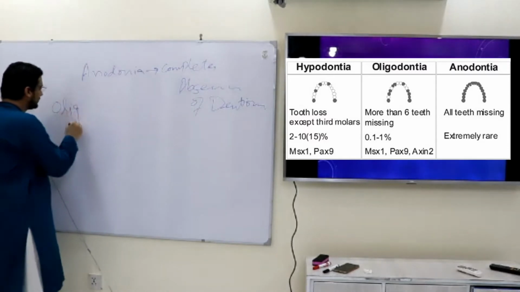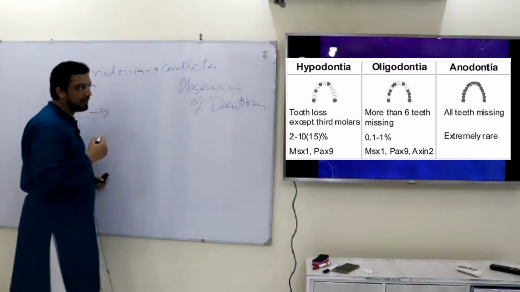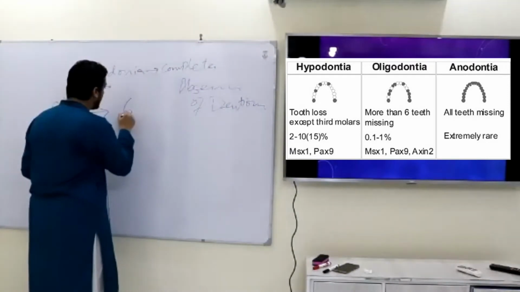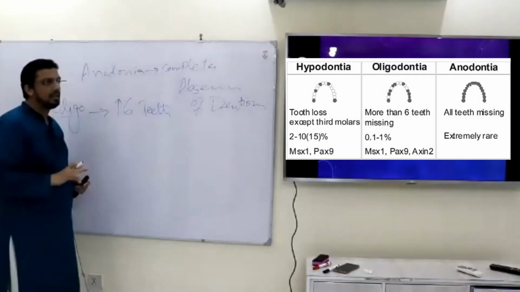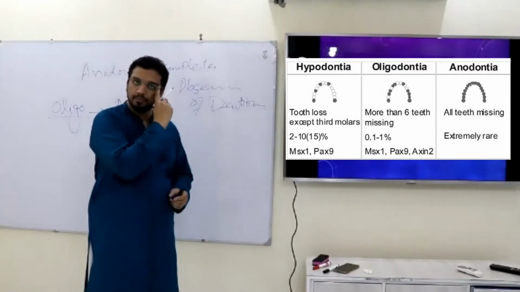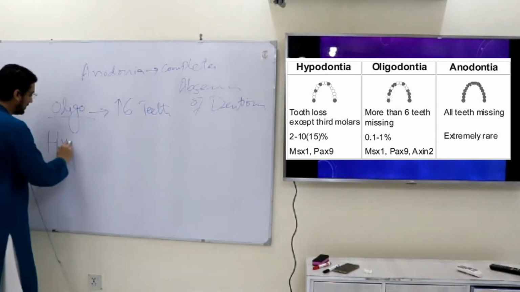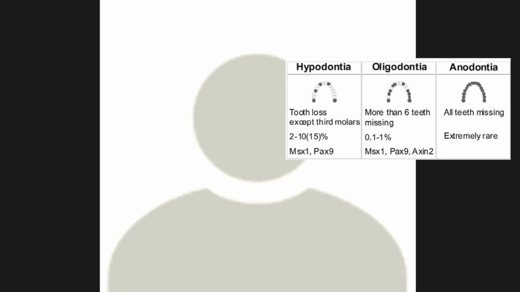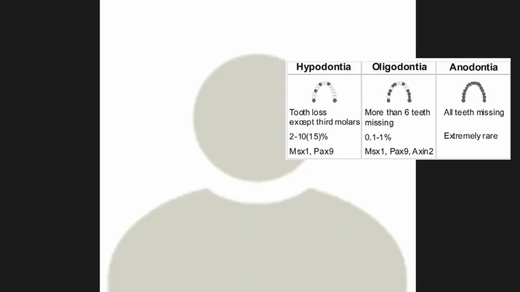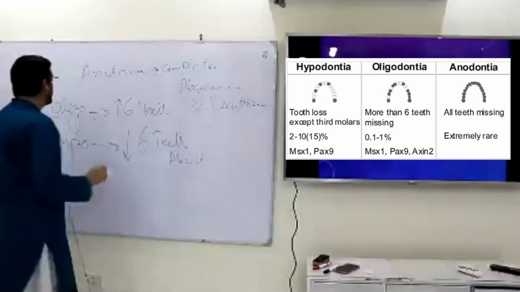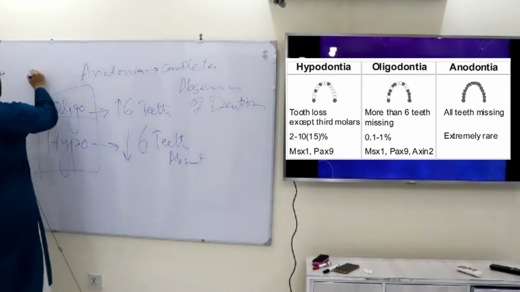Then another term is oligodontia. Oligo means that the number of teeth absent in the oral cavity is more than 6. If more than 6 teeth are absent, you say oligodontia. Hypodontia means less than 6 teeth are absent, other than third molars. When describing oligodontia and hypodontia, we exclude third molars.